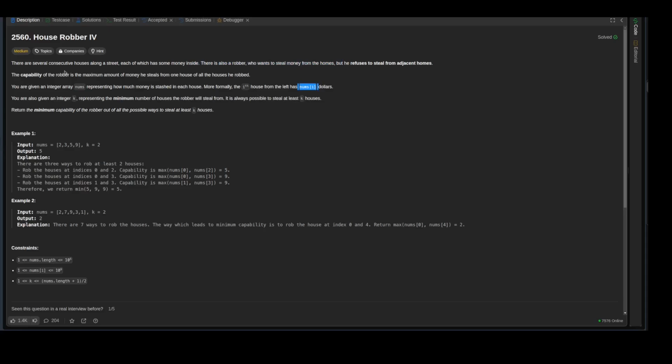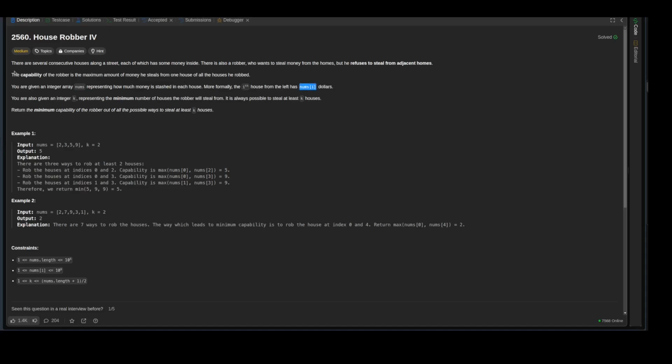There is also a robber, and the robber can steal the money from the ith house only if he has not stolen from the neighboring houses of the ith house. Basically, nums[i-1] and nums[i+1] are the neighboring houses of nums[i]. So if those are not stolen, then nums[i] can be stolen.